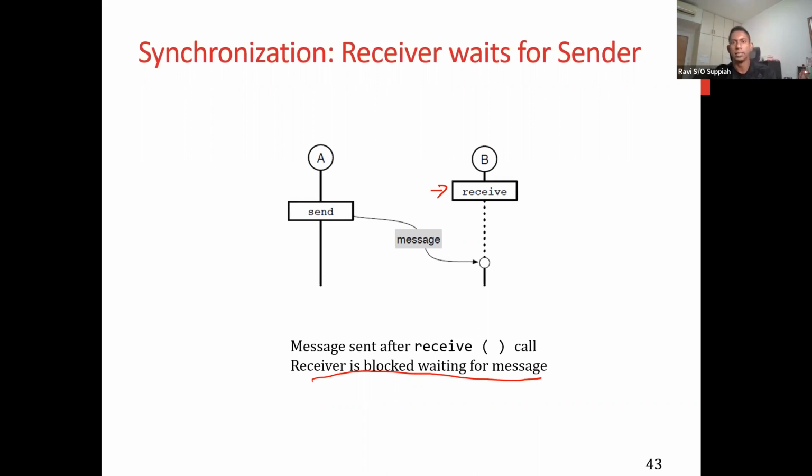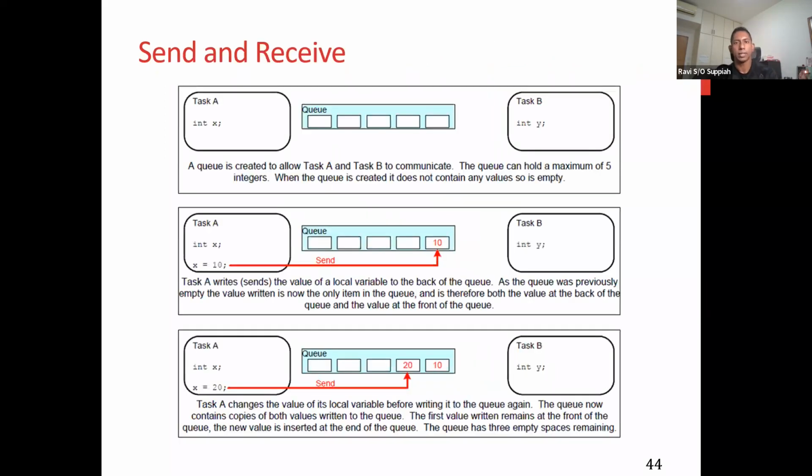Okay, so that is the receiver waiting for sender. So how does this message passing work? The general concept is when you want to send messages from one task to another task, you first need to create what is called a queue.